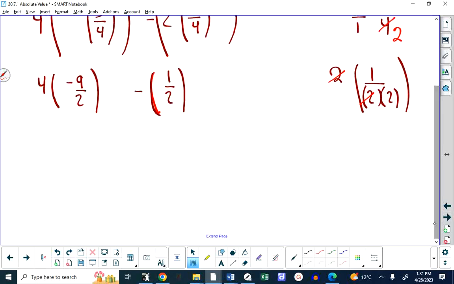So now I have negative 36/2 minus 1/2, and I have a question for you. Why do you suppose I didn't reduce the 4 and the 2 down here?